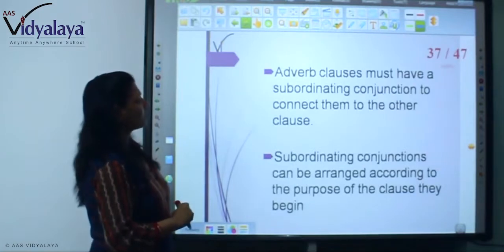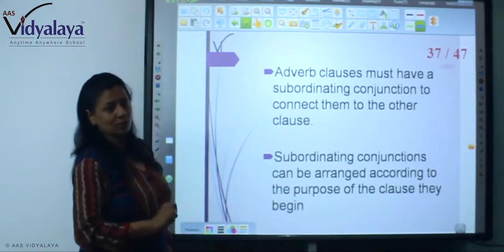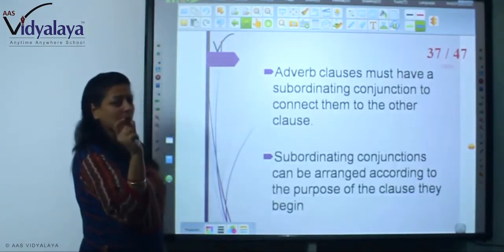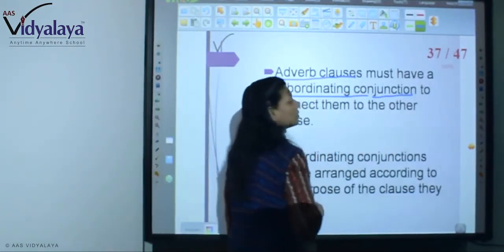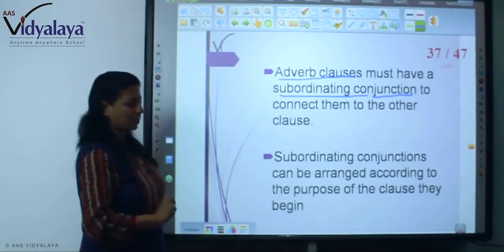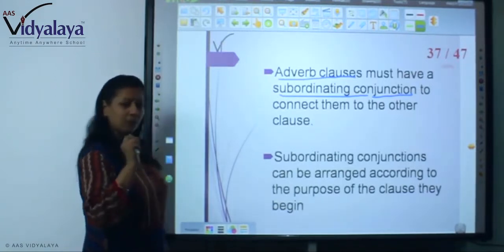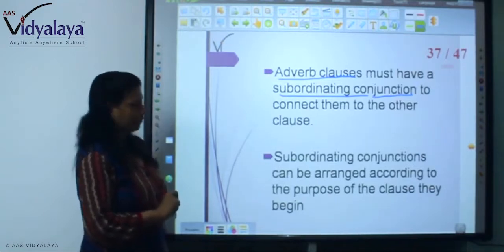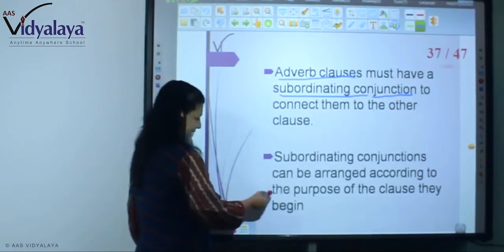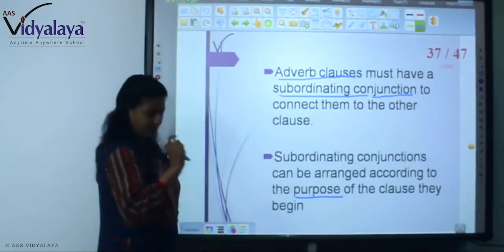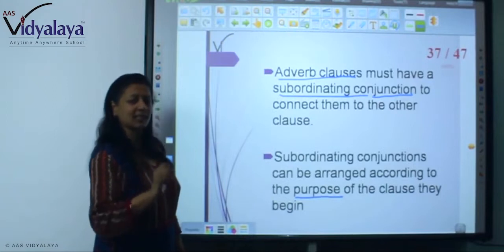Now adverb clauses must have a subordinate conjunction to connect them to the other clause. So how are adverb clauses formed? It must have a subordinate conjunction. You know about the conjunction? That is a subordinate conjunction. Now subordinate conjunctions can be arranged according to the purpose of the clause they begin. You cannot add them just any way. You will have to arrange according to the purpose. What is the purpose of the clause? Then according to that you will arrange the subordinate conjunction.